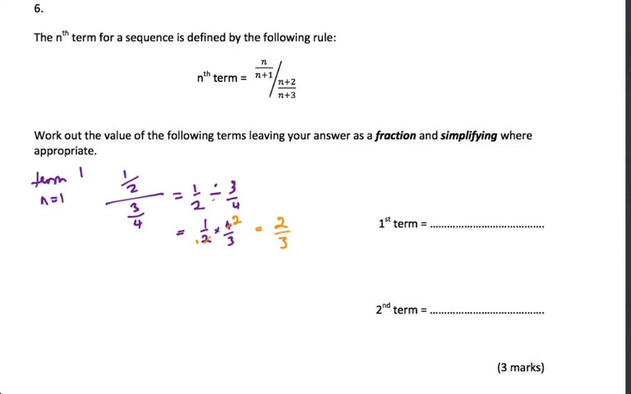Now that we've done that question, this might be a good time to pause the video and to work out what the second term would be. So the second term, when n is 2, we have 2 divided by 2 plus 1, which is 3, all divided by 2 plus 2, which is 4, over 5. Now we have 2/3 divided by 4/5, which is the same as 2/3 times 5/4. Cross cancel, leaves you with 5 times 1 over 3 times 2, which is 5/6.